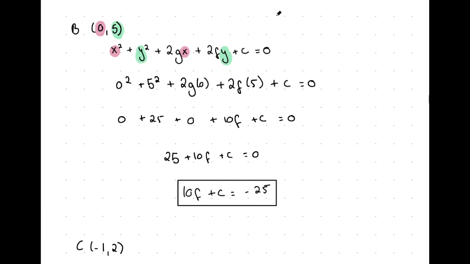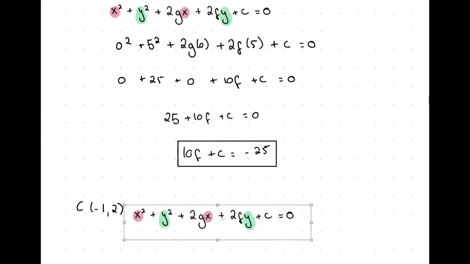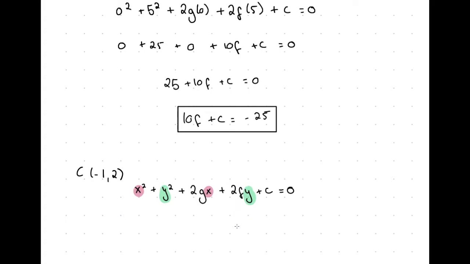So writing this out, we've got minus 1, 2 going into the exact same equation as before. So I'm going to copy and paste it to speed things up. And then what we're going to do is we're going to substitute in our x and our y values. So the green is the y values and the red the x values here. So we just substitute it in. So we have minus 1 squared plus 2 squared plus 2g by minus 1 plus 2f by 2 plus c is equal to 0.